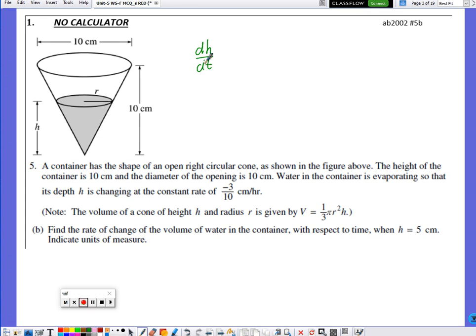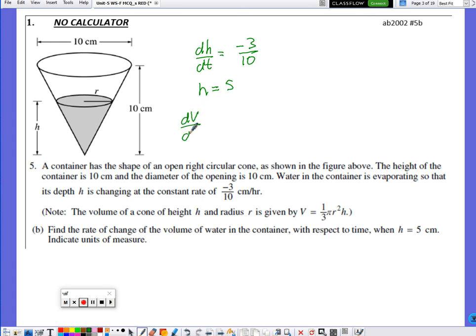So dH/dt is equal to -3/10. The water level's falling. They say find how fast the volume is changing at the moment when H is 5. So I know, even though H is not always 5, H is changing. H is dropping. But at the moment they're interested in, that's when H is 5. So I know that. My problem is my equation was this.